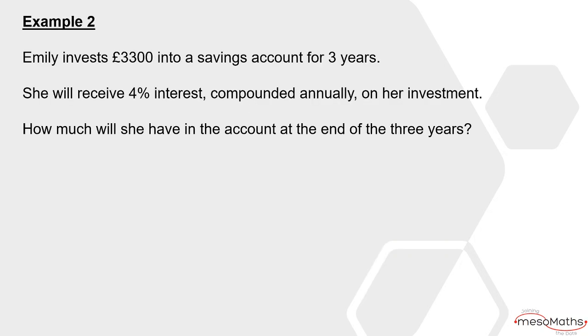Okay, let's look at example 2. This time Emily invests £3,300 in a savings account for 3 years. She will receive 4% interest compounded annually on her investment. How much will she have in the account at the end of the 3 years?